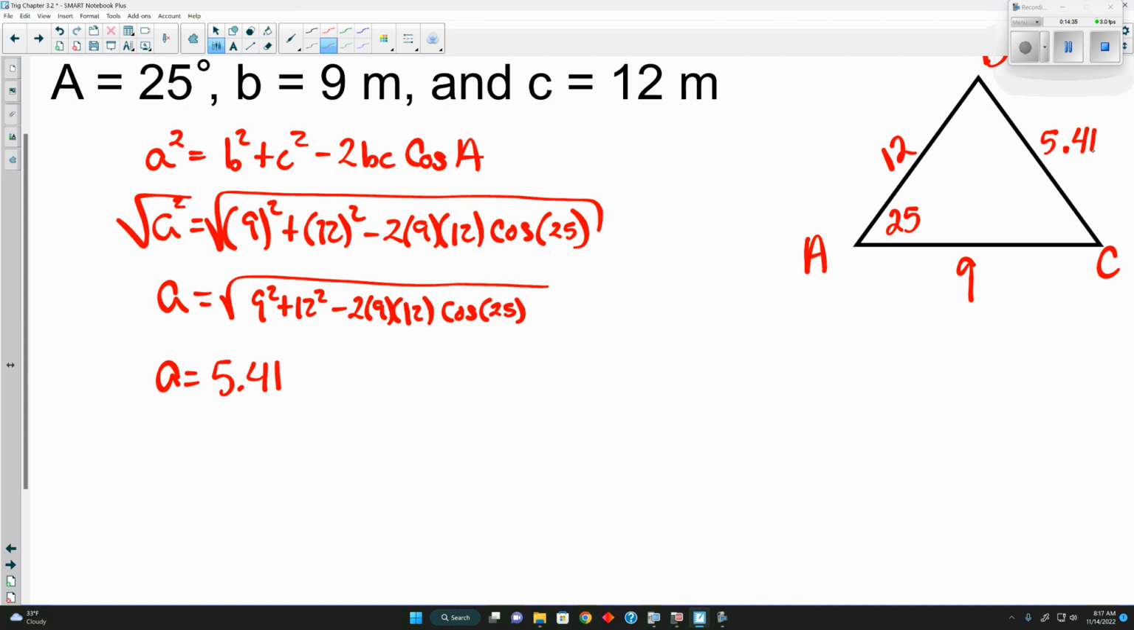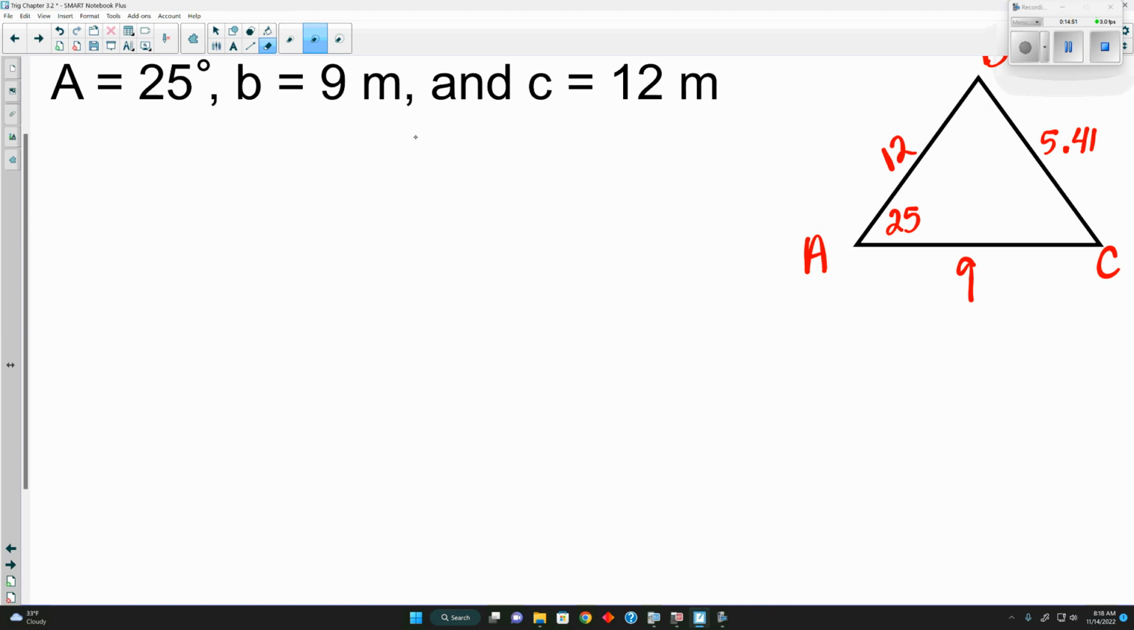Now at this place, some books, and I've seen it used in different places, would go back to law of sines. Because now we do have an angle and a side opposite, so we could use that to find the other angle, which is fine. There's nothing wrong with that. And I haven't looked too deeply at the book to see what they did for this one, but I would go back to law of cosines.